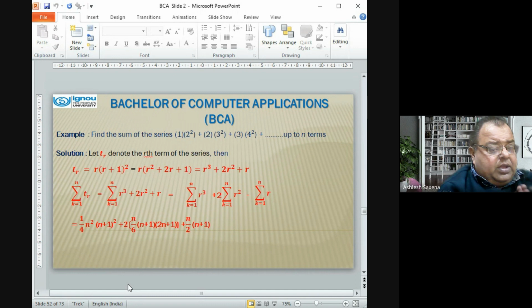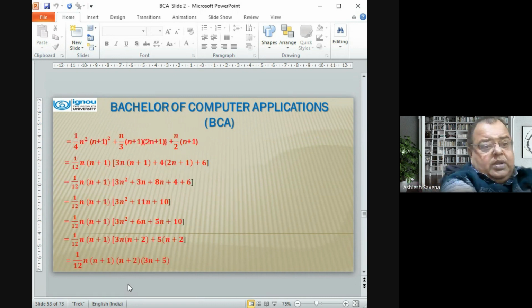Everything is in the same form. In the next step, simplify it. Here is how the simplification will be done. In the first line, see what can be taken as common. In the numerator part, you can see that all three terms have n and n plus 1 in common. So straight away you can take n into n plus 1 common.